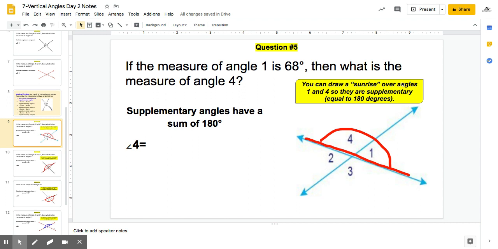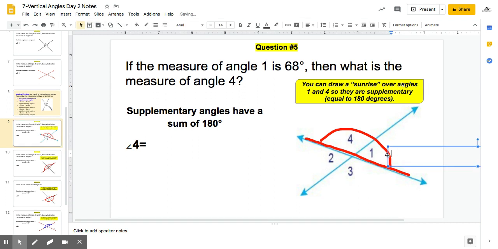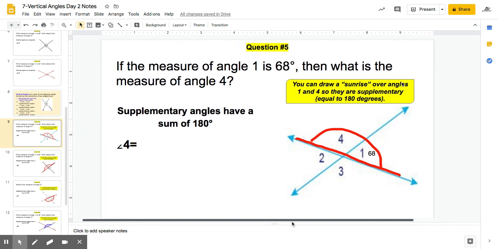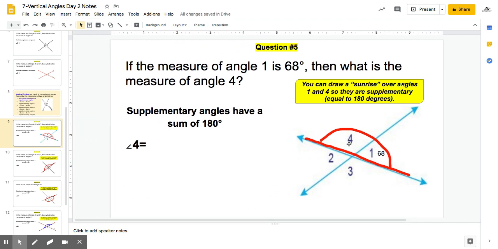Okay, so let's look at number 5. Number 5 says, if the measure of angle 1 is 68 degrees, then what is the measure of angle 4? Okay, so I'm going to type in the measure of angle 1, which is 68 degrees. Now I know this angle is 68 degrees. Well, now I'm asking you to find the measure of angle 4. Angle 1 and angle 4 are not vertical angles, so they're not equal to each other.